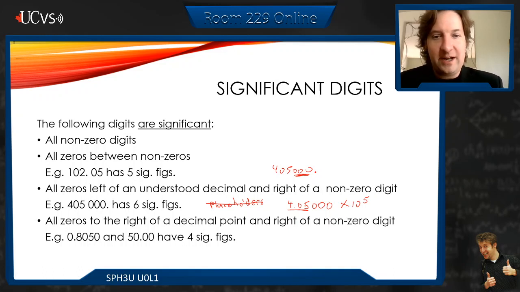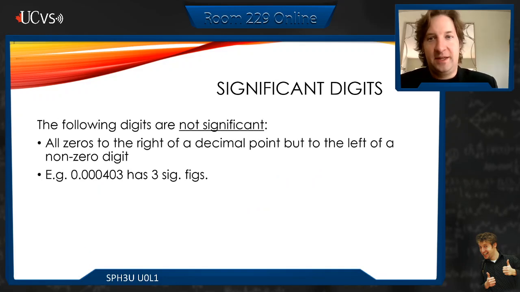So all zeros to the right of a decimal point and to the right of a non-zero are also significant. So anytime I have a decimal, so this decimal right here, everything afterwards matters, even that 0 at the end. And these zeros after the decimal, because that decimal is there, these zeros matter. So both of those numbers have 4 significant digits. Again, as I go through the notes here, it's going to be confusing. Just bear with me, and when we get to the examples, it'll make a lot more sense.